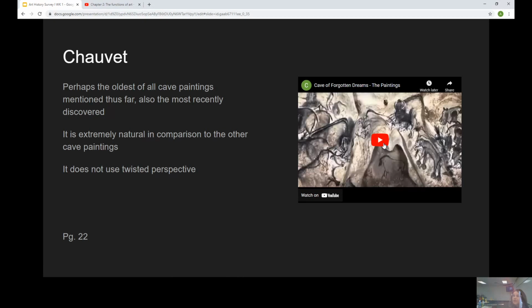A lot. We don't have a flat horizon line happening in this like the bulls at Lascaux. They're all randomly placed. But in comparison to the other cave paintings, they're a lot more natural looking. We don't have twisted profile. We don't have entirely profile. We have some shading being used. You will also recognize animals that you wouldn't think are in France. By the way, Chauvet is in France.